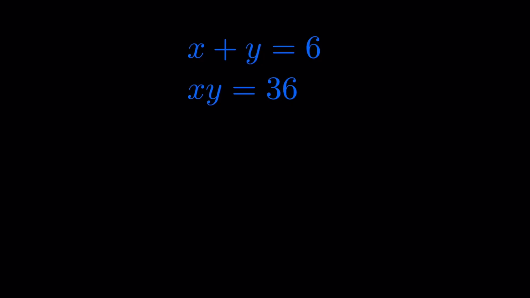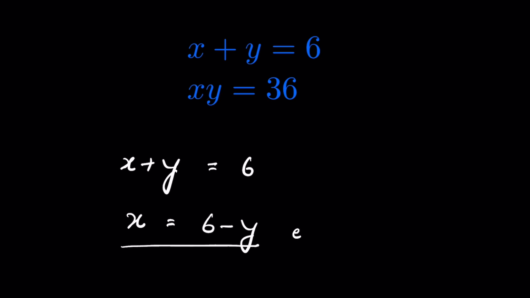x plus y is equal to 6 and xy is equal to 36. We have to find the value of x and y. So given x plus y is equal to 6, then x is equal to 6 minus y. Let this be equation 1.